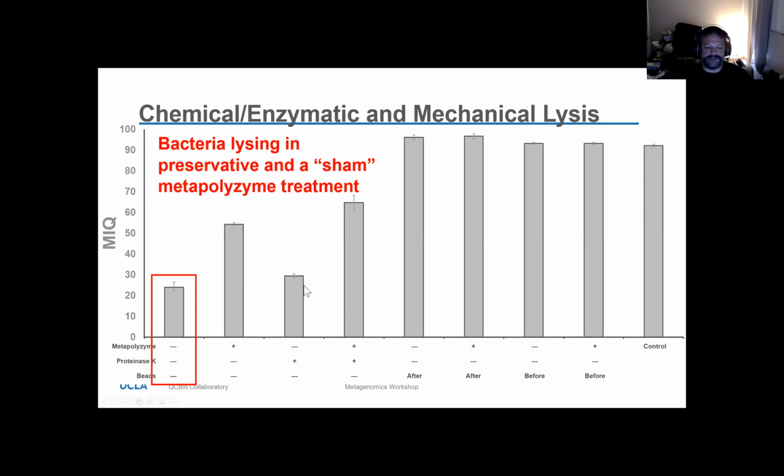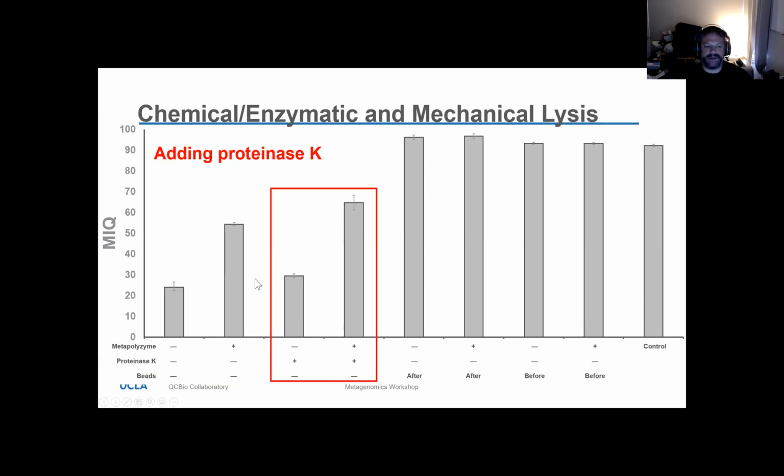So if we do just proteinase K, surprisingly, proteinase K isn't super helpful as a lysis reagent. It's not actually designed to be one. So yeah, use a metapolyzyme. If we add proteinase K, again, we get a little bit of an improvement in lysis. This is probably just due to clearing out some protein garbage and having more efficient extraction, but really proteinase K doesn't help all that much.